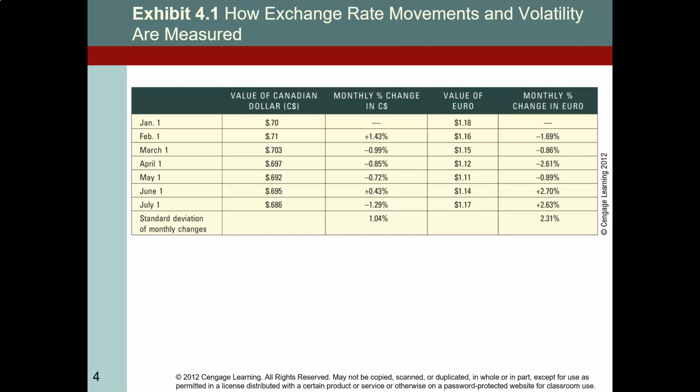Okay, and then in the fourth column here, we see the value of euro. And in the last column, we see the monthly percentage change in euro. For example, in the first month, we can use 1.16 minus 1.18 divided by 1.18. So we have negative 1.69%. The euro declined or depreciated in value. You can calculate the percent change for different months and then calculate the standard deviation. So we see the volatility of euro is higher than the volatility of Canadian dollar in the first half year.